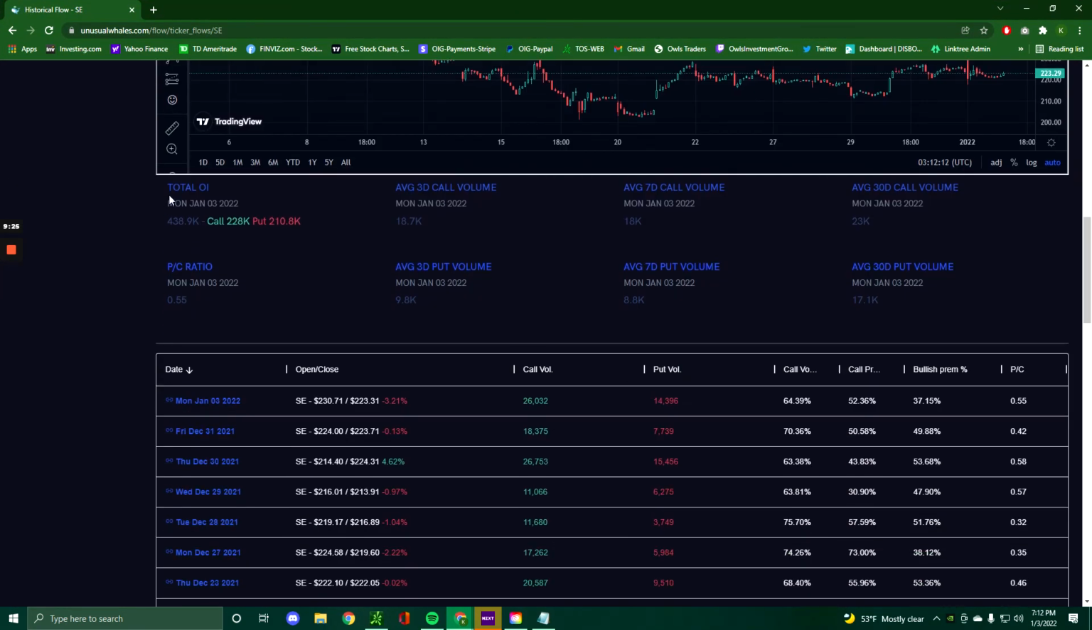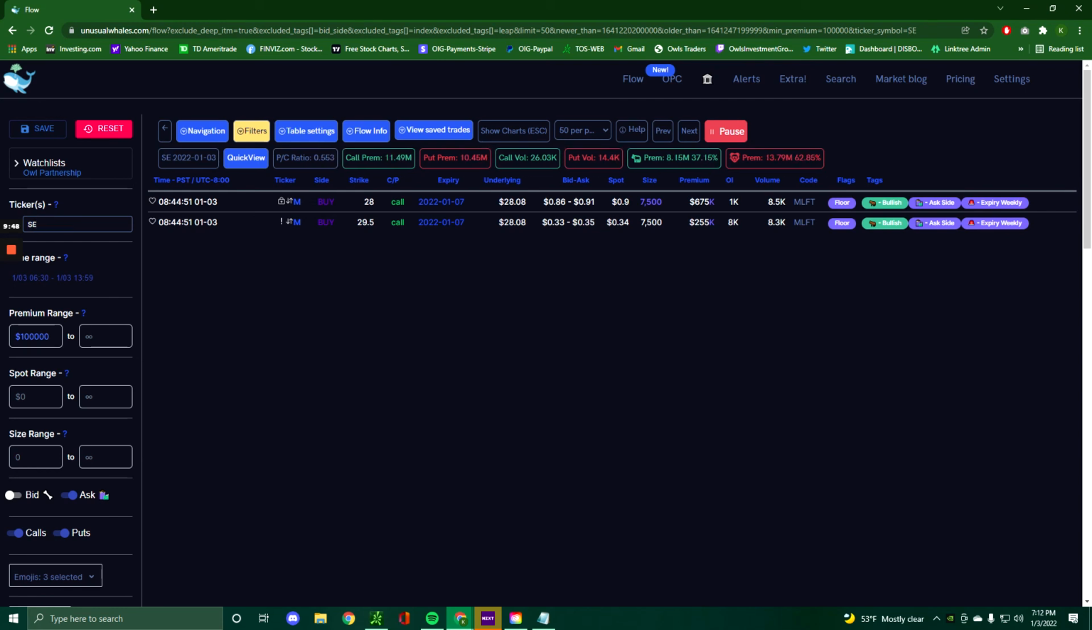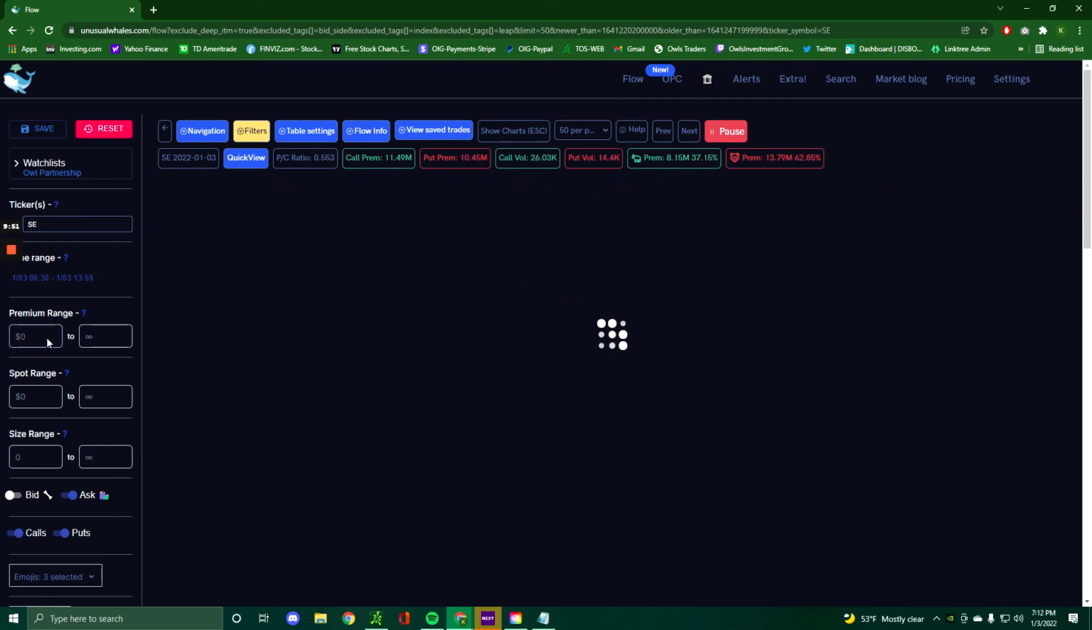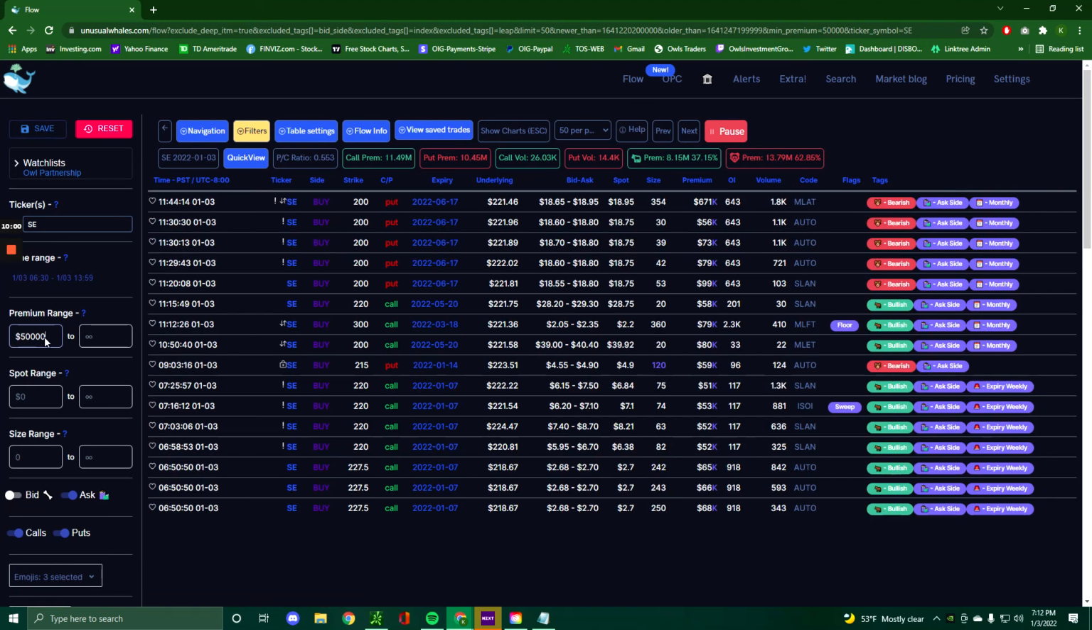All right. So today's open interest for Monday was 228,000 calls to 210,800 puts with a total of 438,900. Again, for today's options chain, right? So 26,032 calls to 14,396 puts. So if you look at the overall flow, almost 11.49 million to 10.45. We did get some small orders, but if you change the premium, so let's say 50,000, the last orders were mainly bearish positionings.